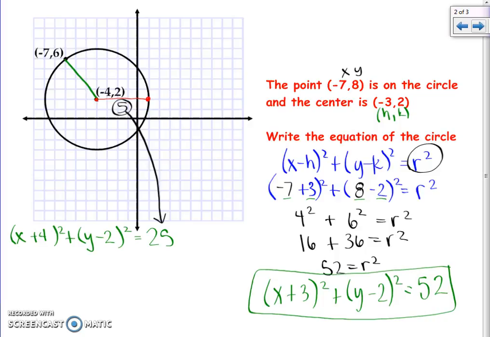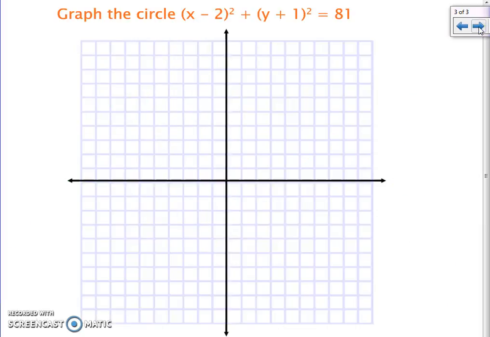Questions on this before the last part? Okay, last piece of it is graphing. Okay, so they're going to give you an equation and they want you to graph it. Easiest way to do this is to just simply write what the center is and what the radius is. And I guarantee that you will make less mistakes if you actually write out these numbers.